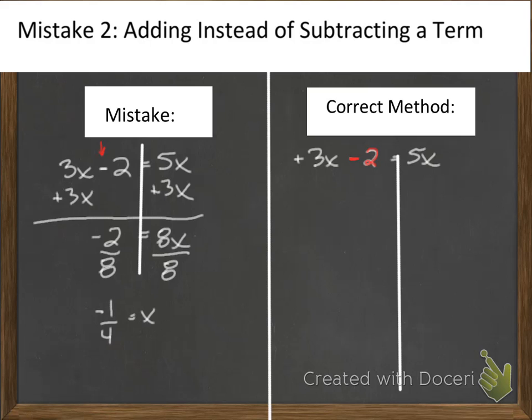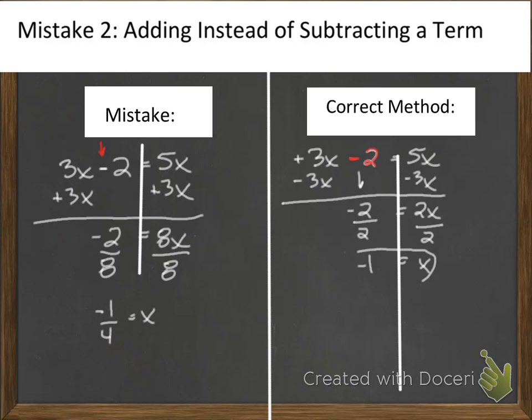So what I'd have to do to get rid of a positive 3x is subtract the 3x. Doing that, I could bring down the negative 2. Then I have 5x minus 3x is positive 2x. And then I can divide both sides by positive 2. And then I would have negative 1 is equal to x. Okay, and that would be my correct answer.